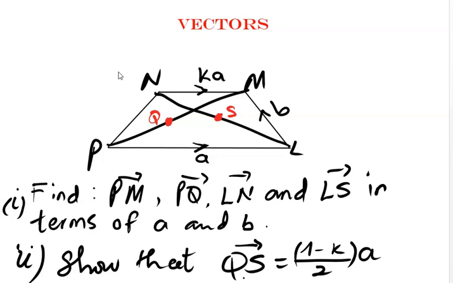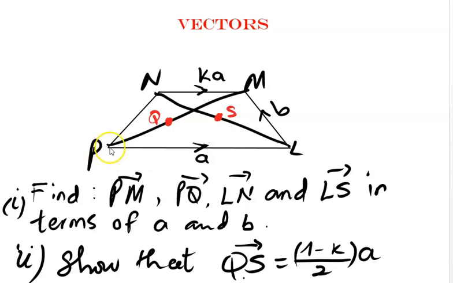Today I would like us to look at vectors, precisely vector geometry. Talking about vector geometry, we have a figure here. We will be tackling this question, this trapezium. From this shape, we have Q and S being the midpoints. Q is the midpoint of the line segment PM. S is the midpoint of LN. Take note.